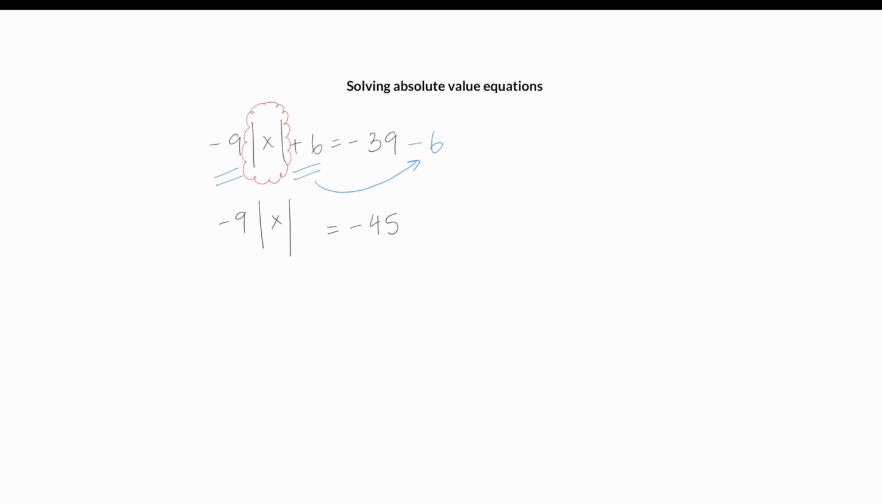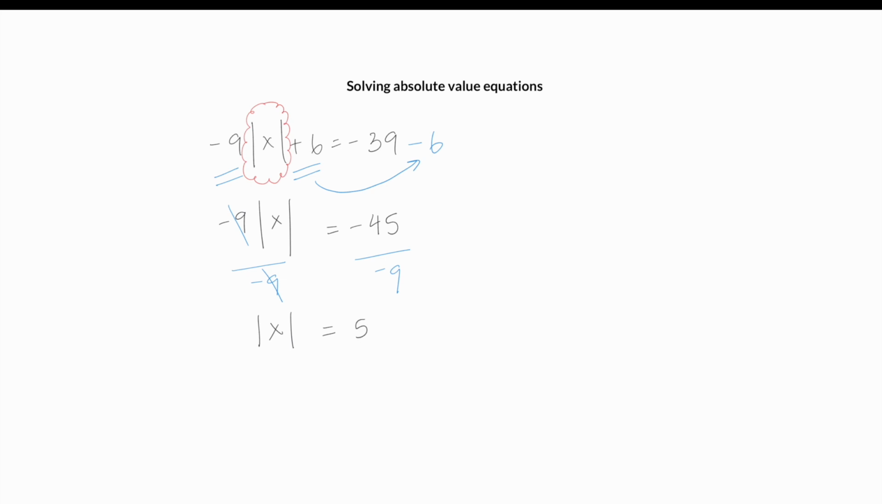Now on to the -9. As I said, it's multiplying the absolute value. So to move it to the other side, I will be dividing both sides by -9, which cancels -9 next to the absolute value of x. That's exactly what I wanted. Now my absolute value of x is by itself. And on the right side, I have -45 divided by -9, which is 5.